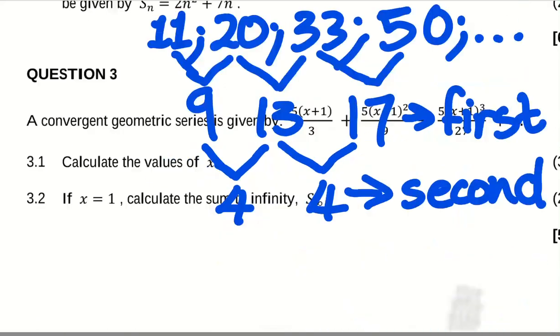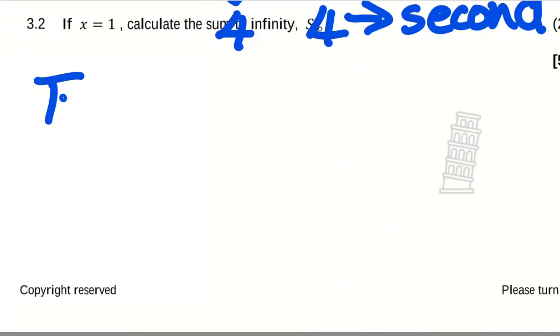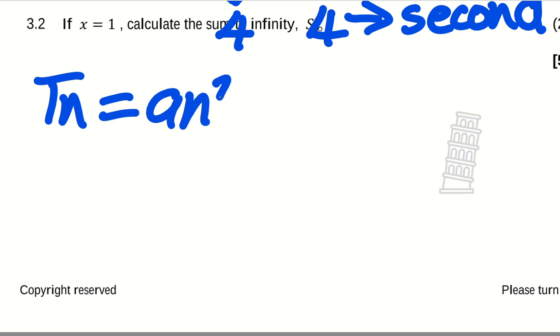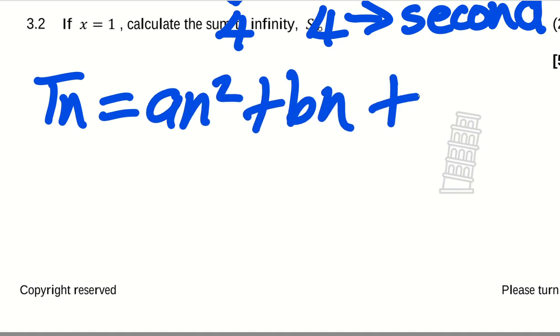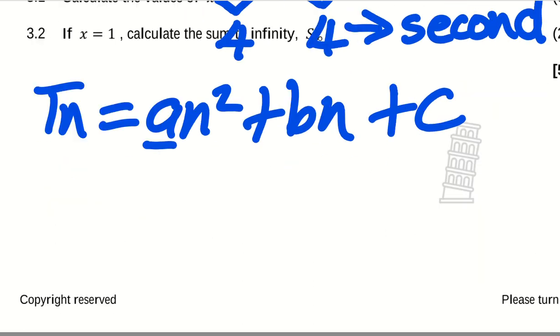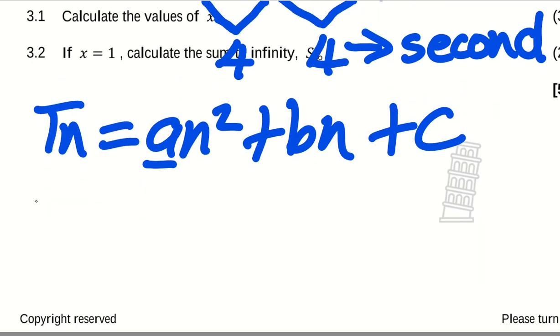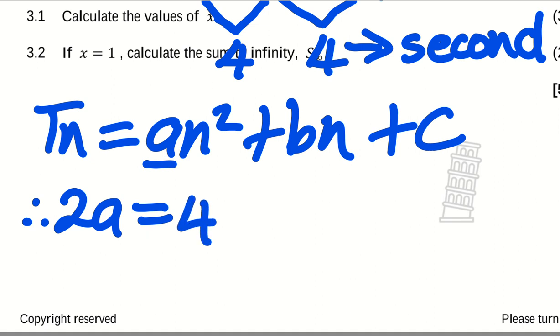Since our general term is Tn equals an squared plus bn plus c, let's start with a. For the value of a, you just do it as simple as this. You take a and multiply it by 2. So 2 times a will be equal to the second difference. This is just the formula. Every time, the a in front of n squared, 2 times a, should always be equal to the second difference.